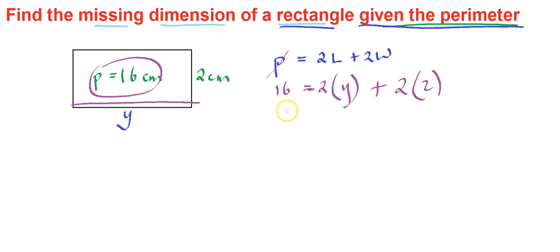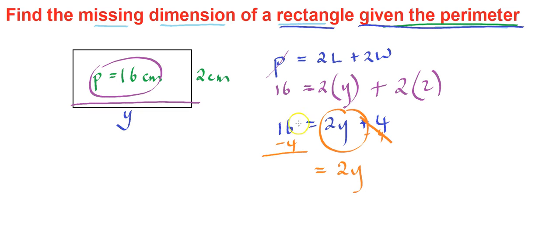So in the next line down, it looks like this. 2 times y is 2y, and 2 times 2 is 4. So now it starts to look a little bit more familiar. So let's isolate the y if we can, so we'll get rid of the constant. So minus 4, that cancels out the plus 4 on this side, so we're left with 2y on the right, and on this side 16 minus 4, that's 12.